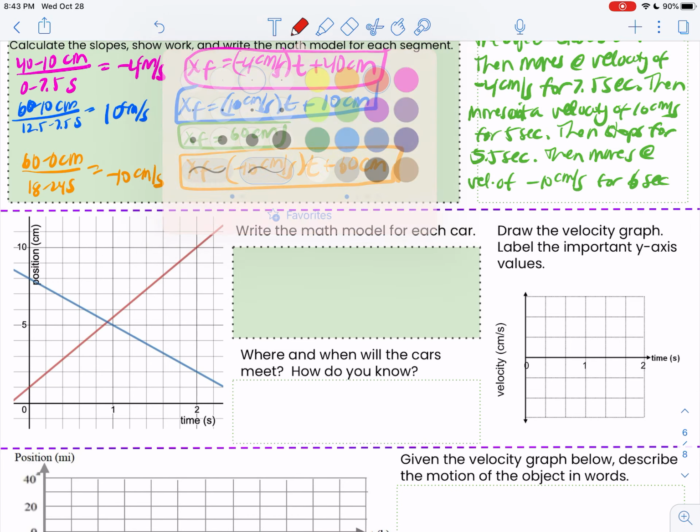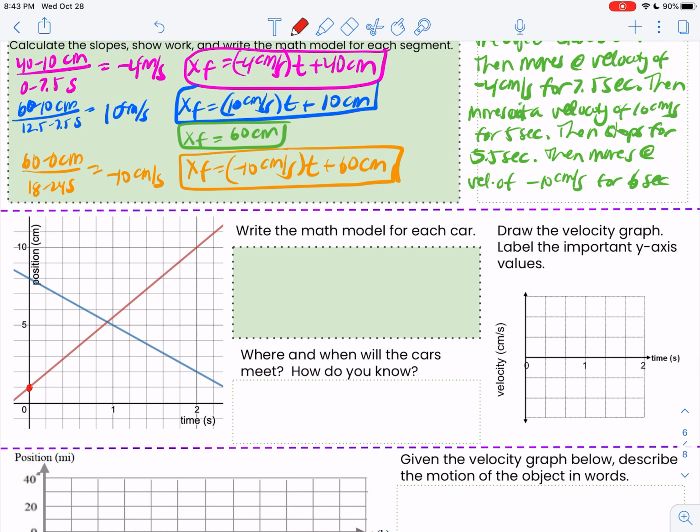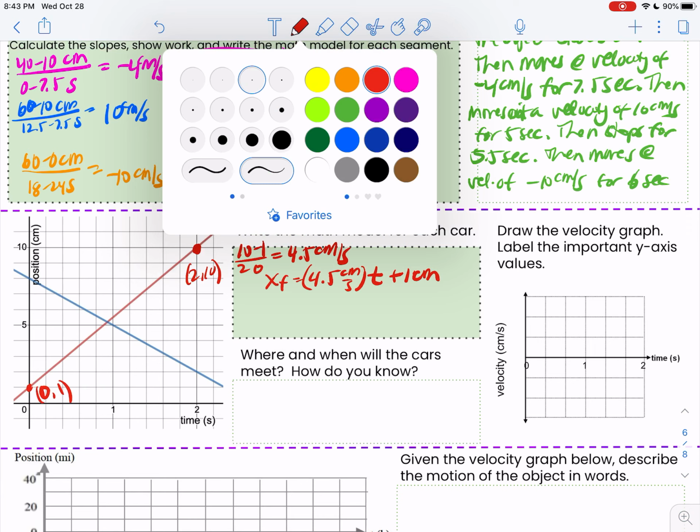Okay, math model, red and blue. Okay, so the red, let's see, that's going to be 0, 1. Okay, and then that looks like a nice point. 2, 10. That's so easy. Who made this nice, easy one for you? Okay, so 10 minus 1 over 2 minus 0. Okay, so that's 9 over 2, so 4.5 centimeters per second time plus 1 centimeter. Don't forget the time, okay? A lot of people forget the x variable for some reason.